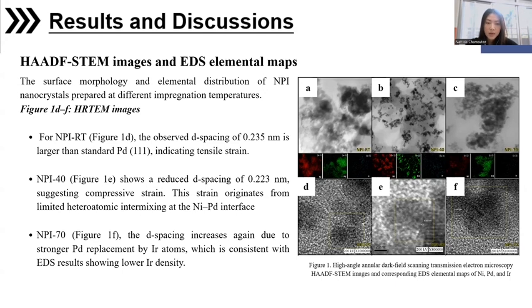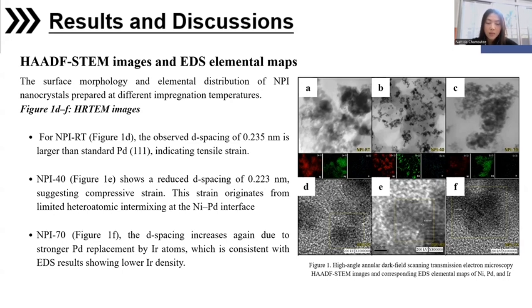And in the NPI-40 at 40 Celsius, the d-spacing decreased to around 0.223 nanometers. This reduced spacing suggests compressive strain in the Pd lattice. According to the paper, this strain is related to limited heteroatomic intermixing at the NiPd interface.